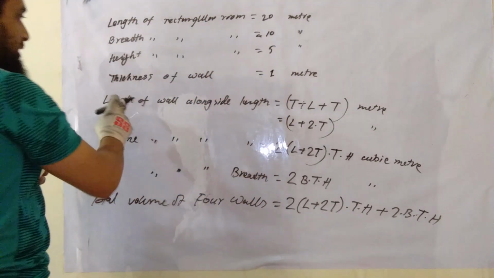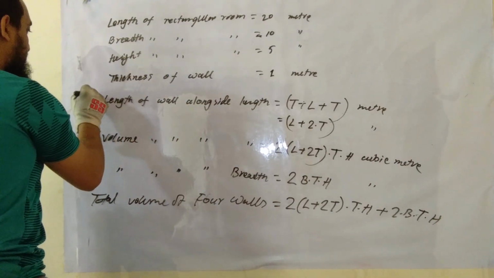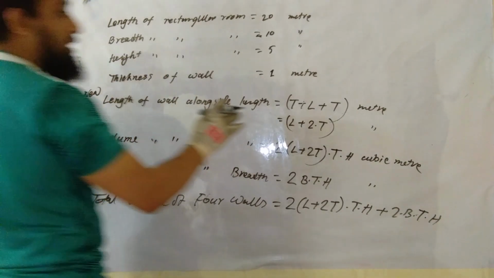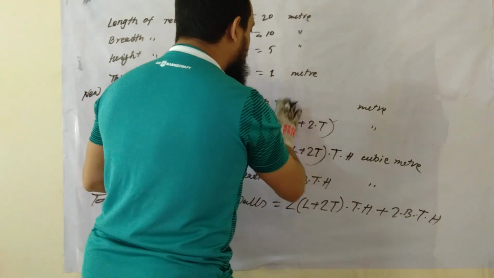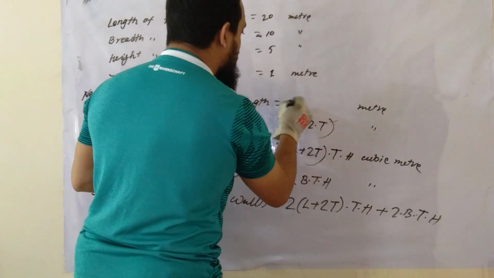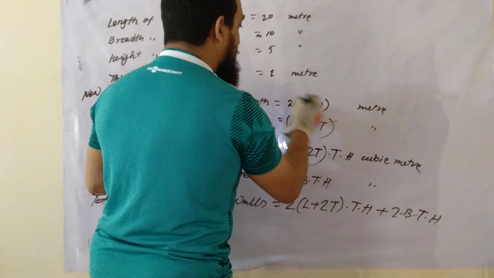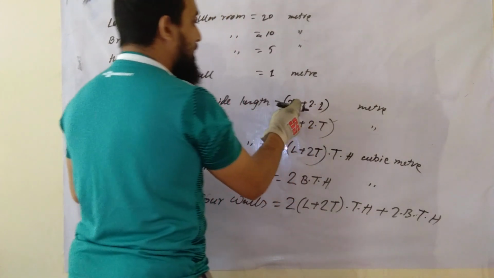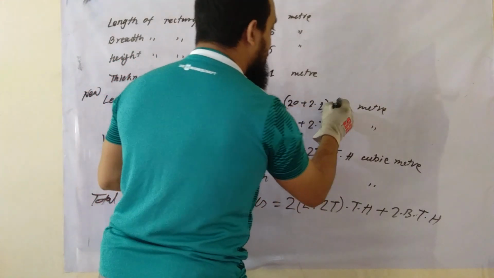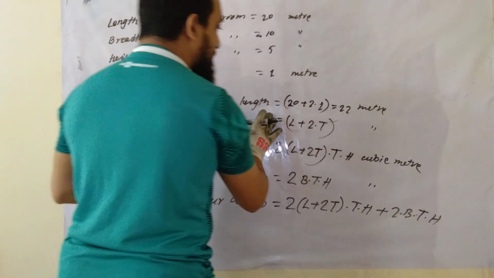Okay, fine. In that case, the new length of the wall alongside length is going to be the original length 20 plus 2 into thickness, thickness is 1, so 20 plus 2 into 1, that means 2, is equal to 22 meter. It's going to be 22 meter.